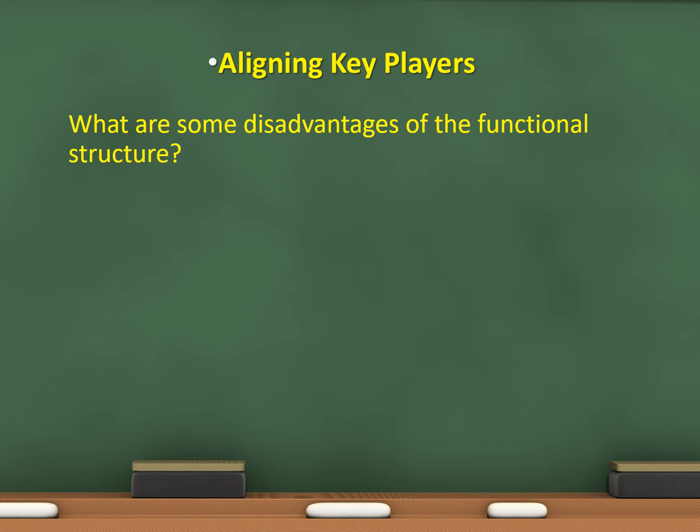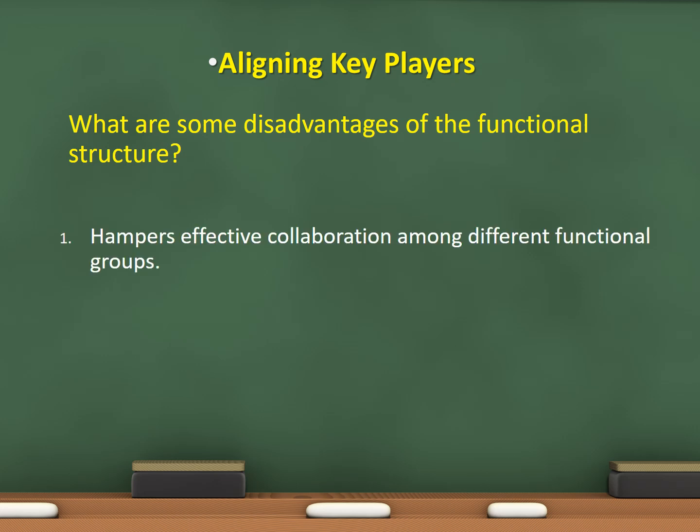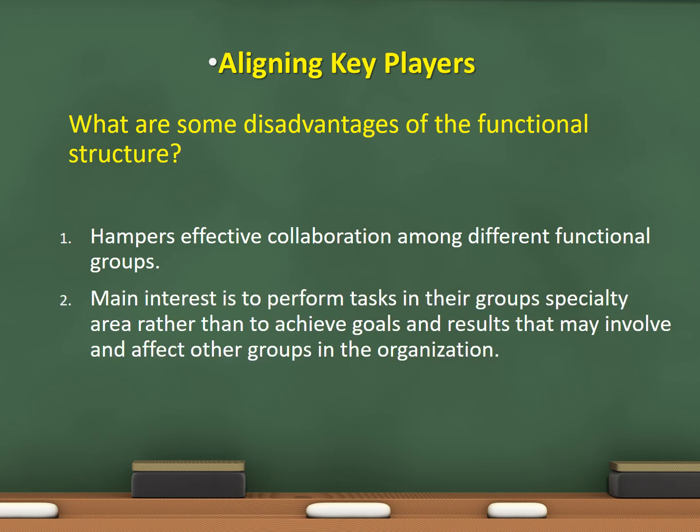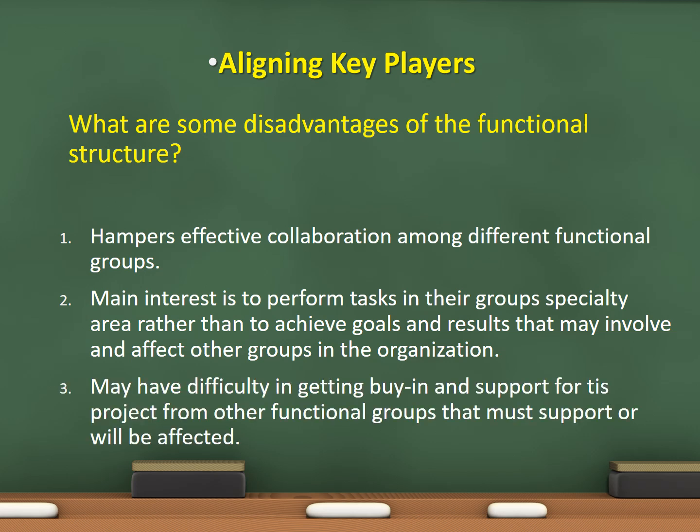However, just like everything else, there are disadvantages. Number 1, it hampers effective collaboration among different functional groups. The main interest is to perform tasks in their group specialty area rather than to achieve goals and results that may involve or affect other groups in the organization, and may have difficulty in getting buy-in and support for this project from other functional groups that must support or that might be affected.